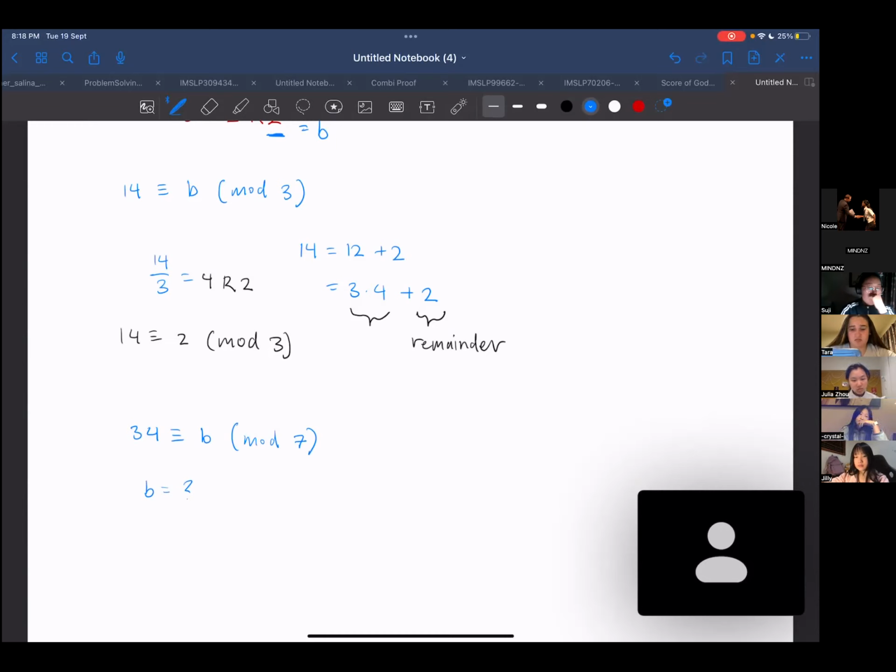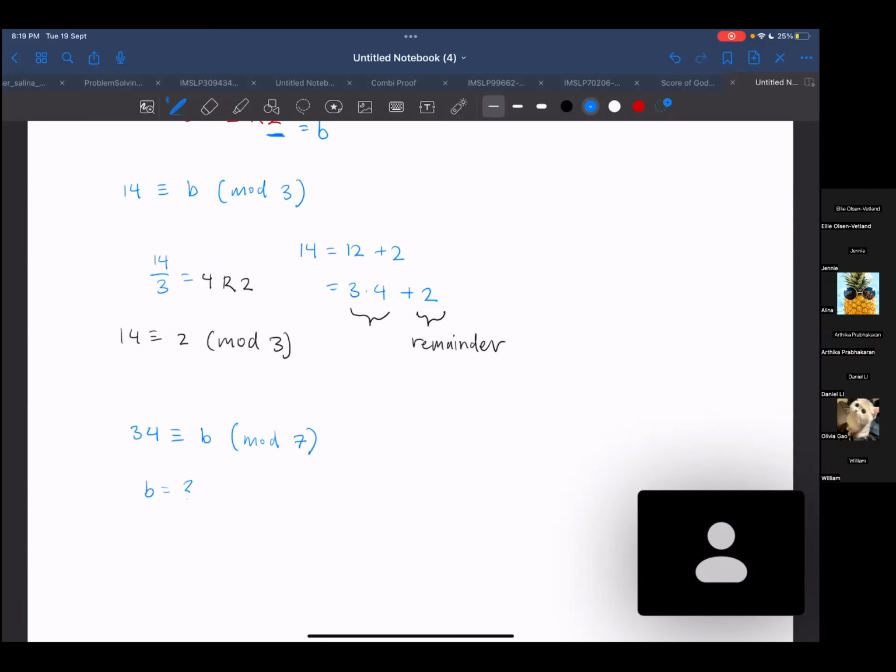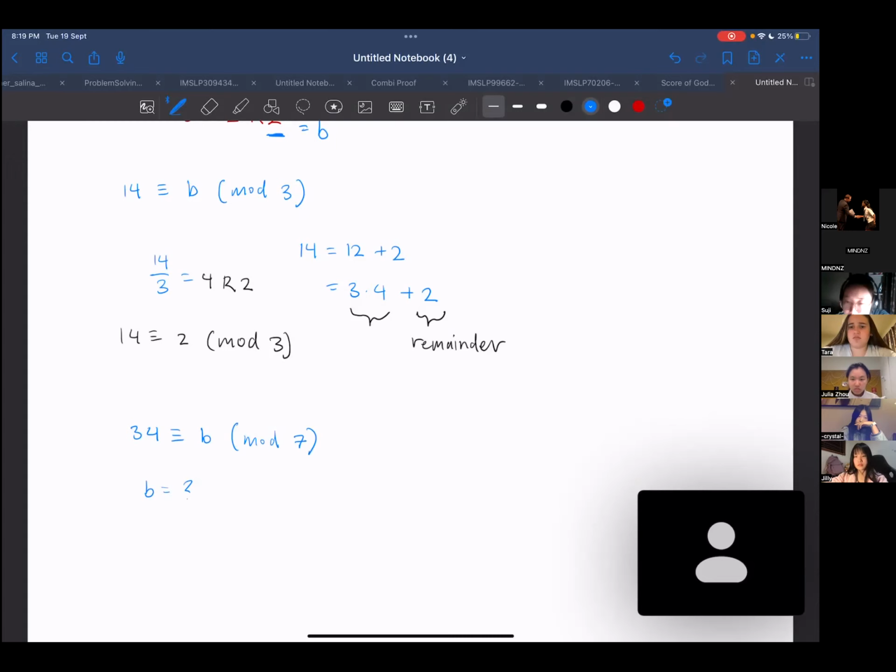Yep, good job, you guys. But we have one more coming in. Has everyone else kind of figured out how it works? Has anyone else got an answer? I think the most straightforward way of approaching this is just by dividing 34 by 7 and then finding the remainder.